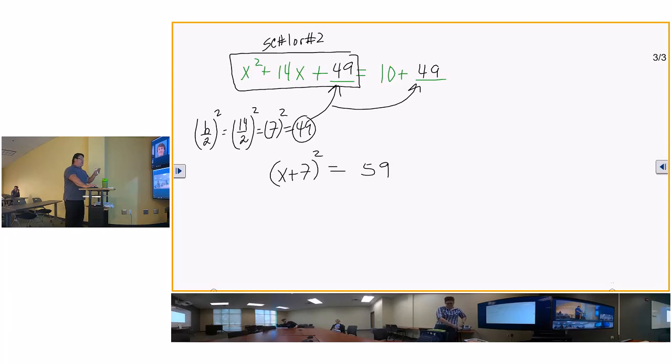All right, we'll continue with completing the square. Work on those 3 sections of homework.